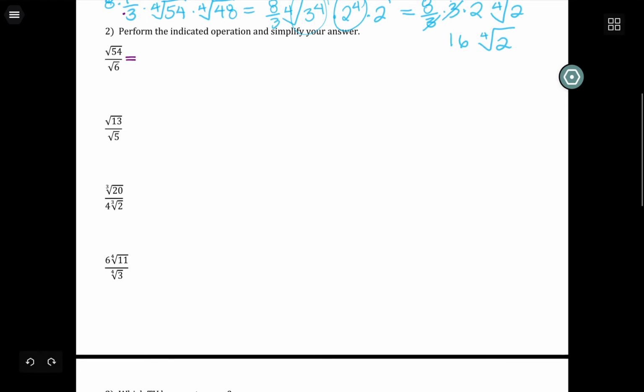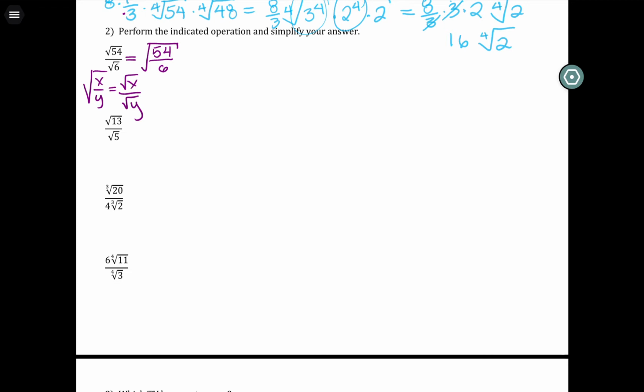We have a property that says the square root of x over y is the same as the square root of x over the square root of y. And that works two directions. Yes, you can split a square root up, but you can also put one back together. So we're going to say the square root of 54 divided by the square root of 6 is the same as the square root of 54 sixths. How about that? I think that worked.